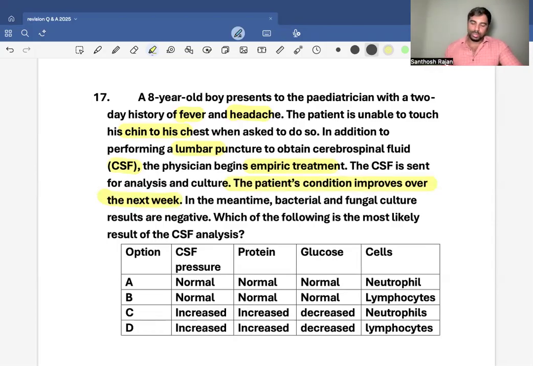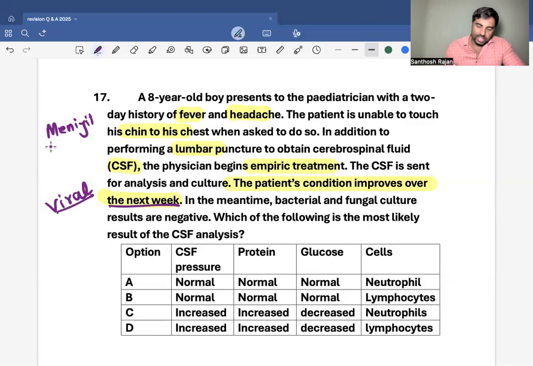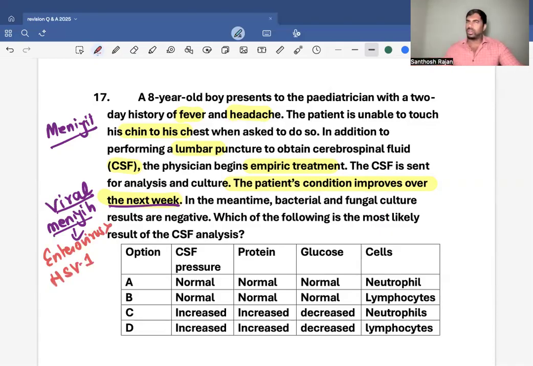So if any meningitis improves over the next week on its own, then you see the next point. In the meantime, bacterial and fungal cultures are negative. This point is important. So the diagnosis is meningitis, but because the patient improved within a week, that means it's viral. Only viral meningitis. When you talk generally about viral meningitis, the most common cause would be, first of all, enterovirus, followed by herpes simplex virus 1, 2. 1 is very common. Then mumps and measles can also cause it.